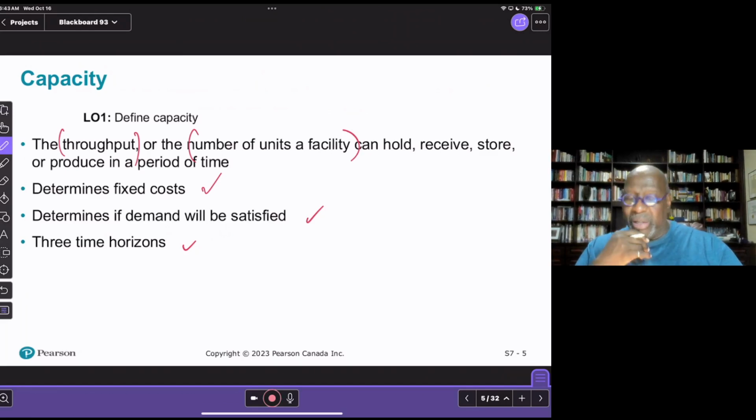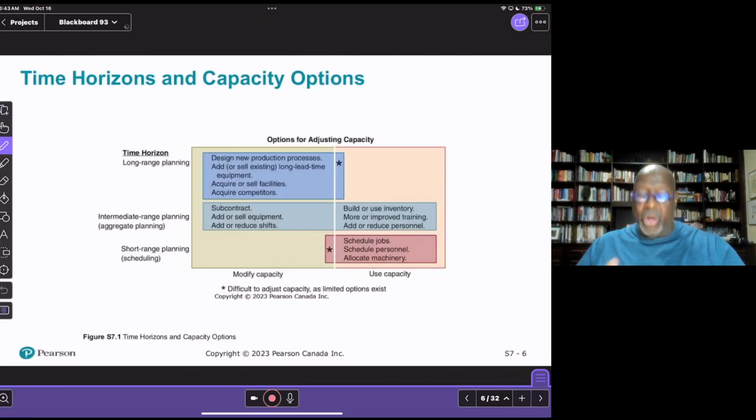There's a sort of short-term planning horizon where we are concerned with day-to-day operations. And so we need to schedule workers, we need to schedule jobs, we need to schedule equipment, and we talk about short-range capacity planning in this case. And these are some of the things that we want to do.